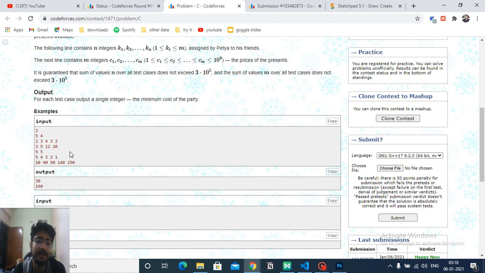So if you buy that gift, you will have to pay $12 or $20, or else you can pay that person money equal to the 4th index, which is $20. So you have two options. You can either buy any gift less than or equal to that index, or give that gift's price in money. And you have to minimize the total cost Pitya has to spend on the party. So that's the whole question.